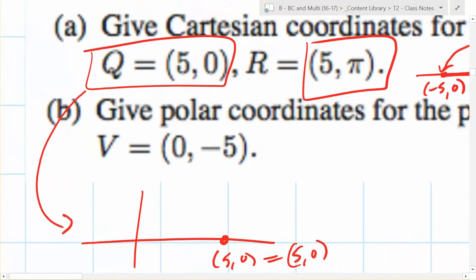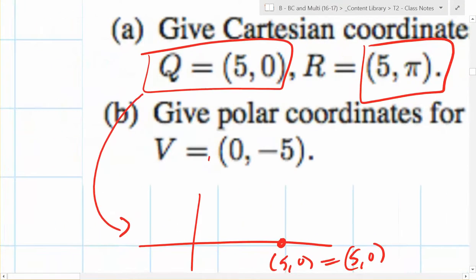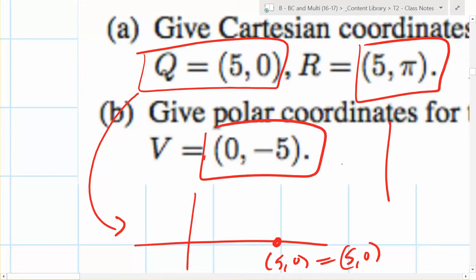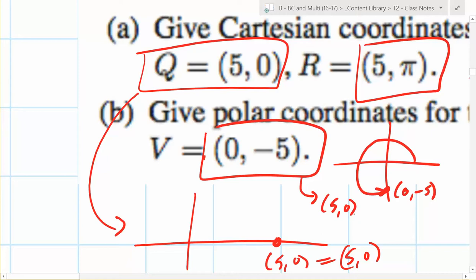So if this is give polar coordinates, these are Cartesian. What is 0, negative 5? Where is that? That's here, right? What's that distance away from the origin? 5, right? But somebody who hasn't spoken yet, what's this angle measure right there? 3 pi over 2. Yeah. 3/4 of the way around 2 pi.